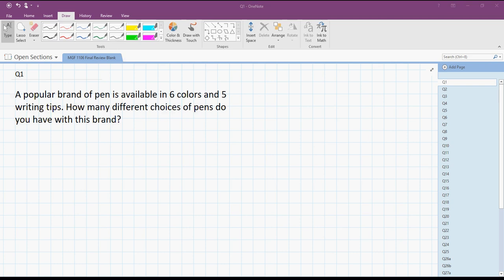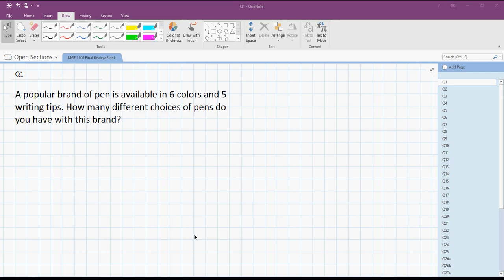Remember when we talked about the fundamental counting principle versus permutations and combinations? With permutations and combinations, you're really dealing with one group of items, like students, or faculty members, or people in a race. You can see in this one, you're dealing with 2 different items: colors and writing tips.